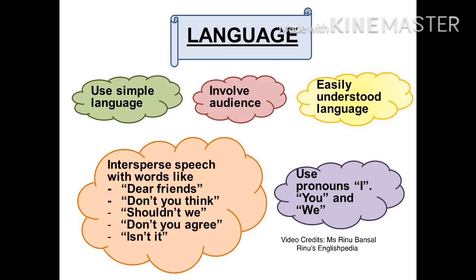When writing the speech, you should use simple language that can be easily understood. You should try and involve the audience. We can do this by interspersing the speech with words like, dear friends, don't you think? Shouldn't we? Don't you agree? Isn't it? And finally, you should remember to use pronouns like I, you, and we. In speech, remember you are addressing an audience, so you should use the pronouns I, you, and we.